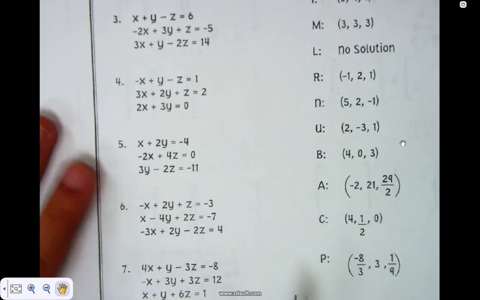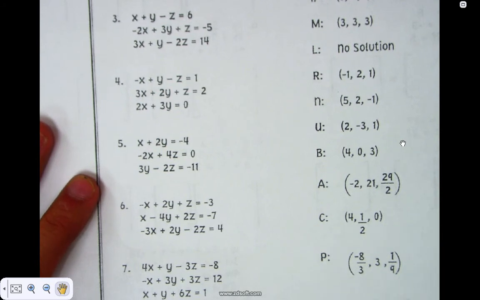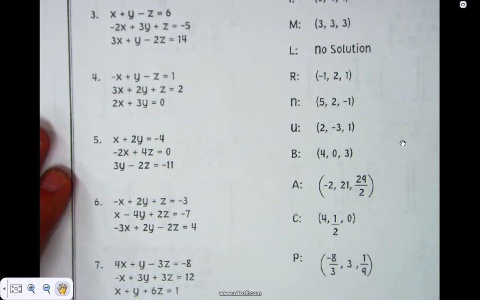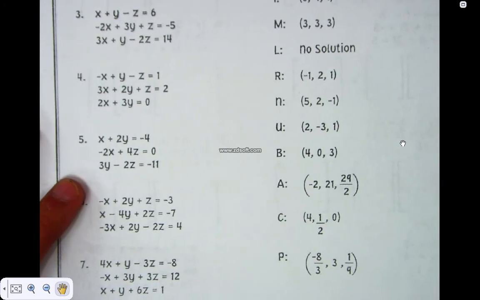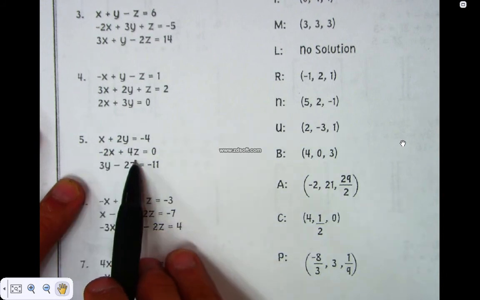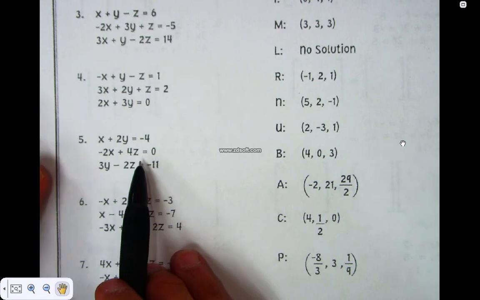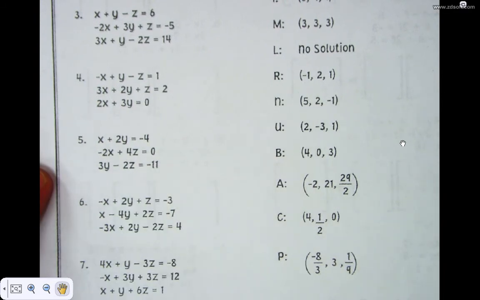Remember how I was saying that everything needs to be lined up. All your x's, all your y's, all your z's, all your equal signs, all your numbers. Everything has to be lined up. So if you look at number 5, if we're going to line things up, we need to know how many variables we have. Well, we have x's, we have y's, and we have z's. So if we have x's, y's, and z's, that means we need to have at least 4 columns. So we have x's, y's, z's, and our equal signs.